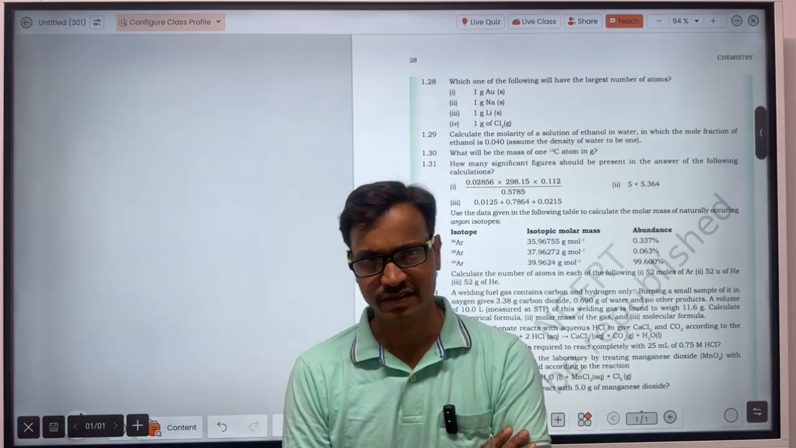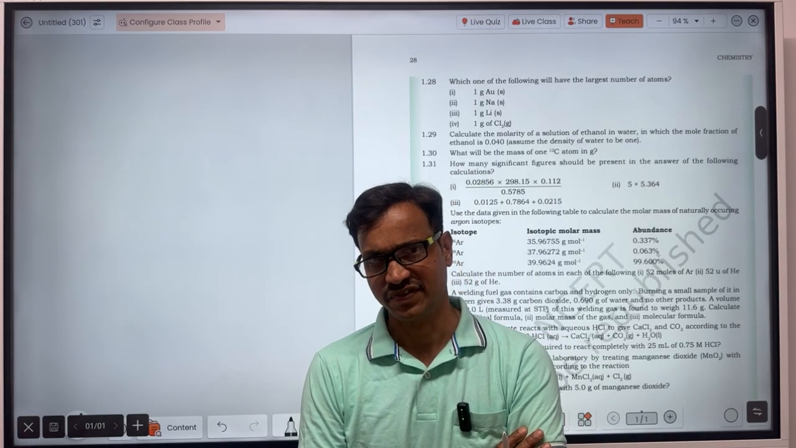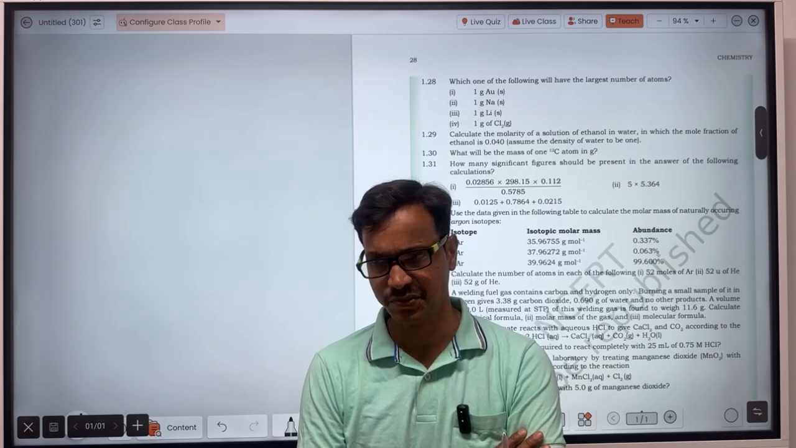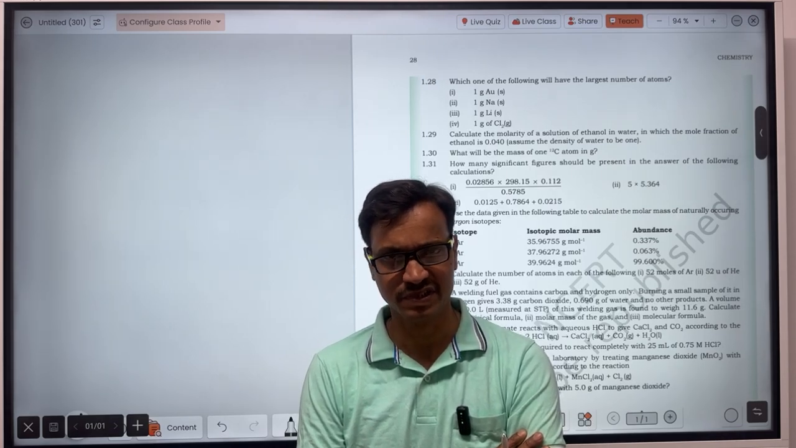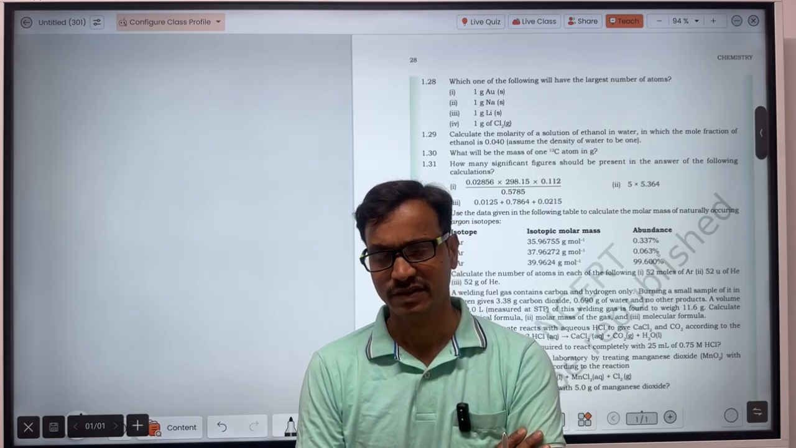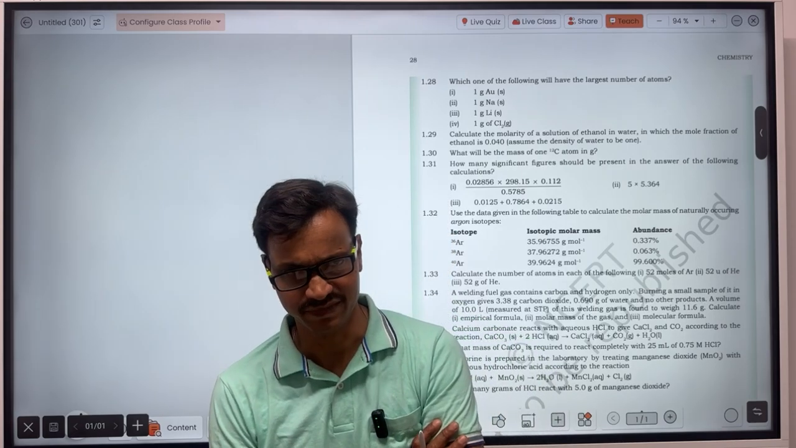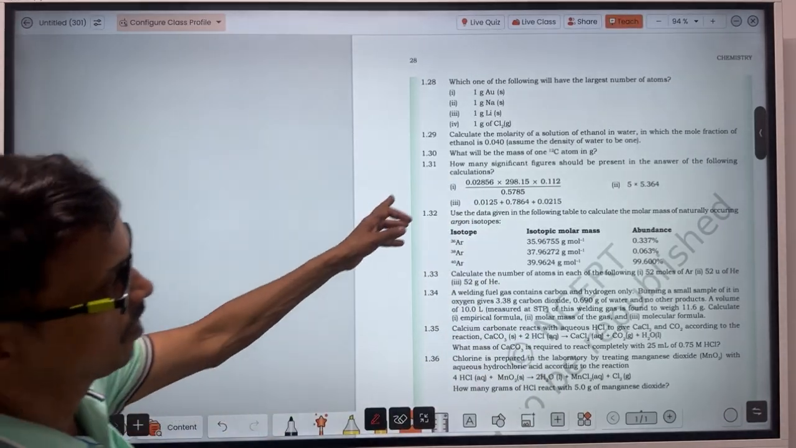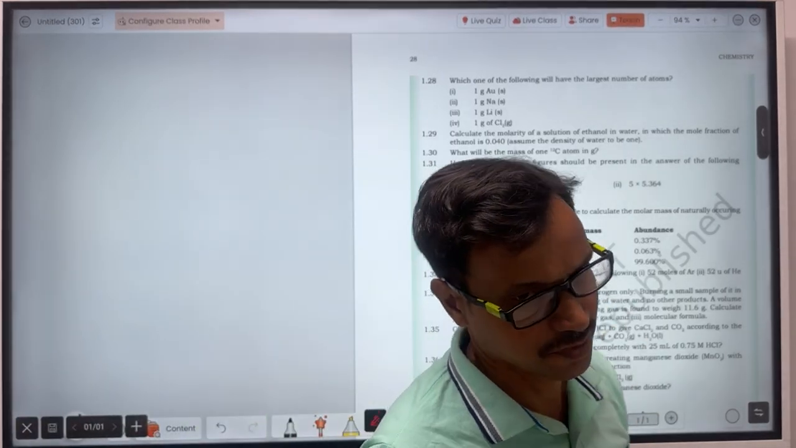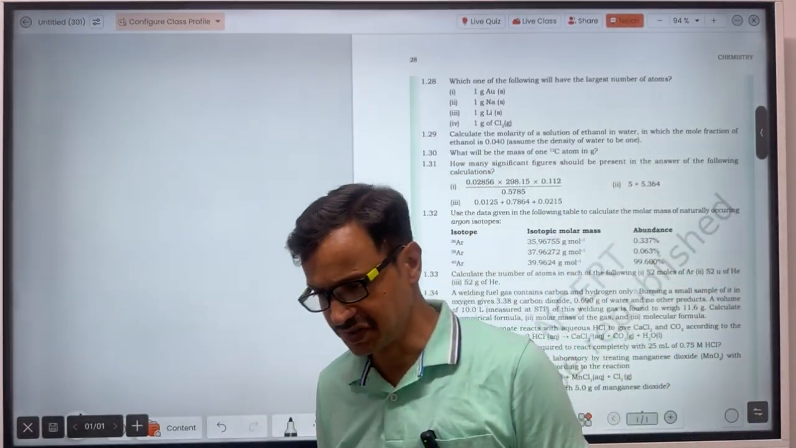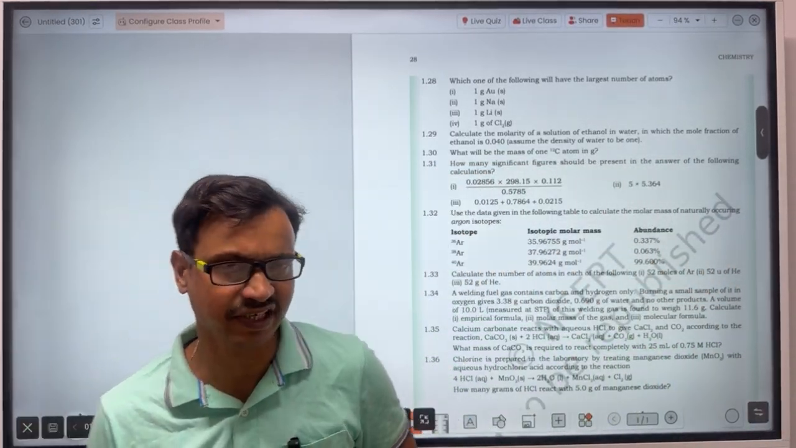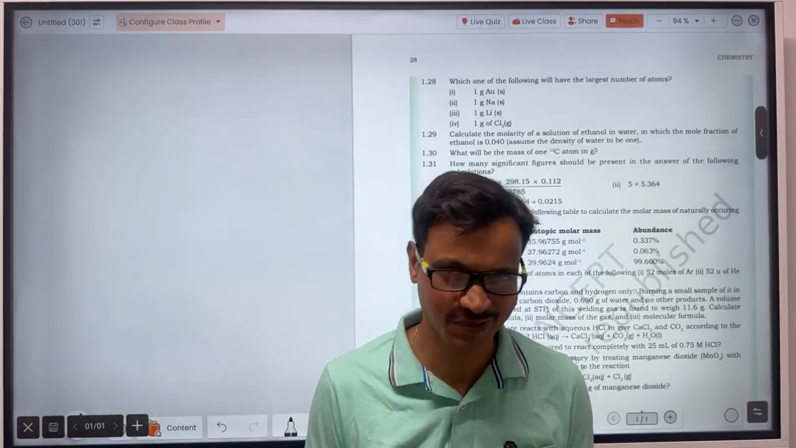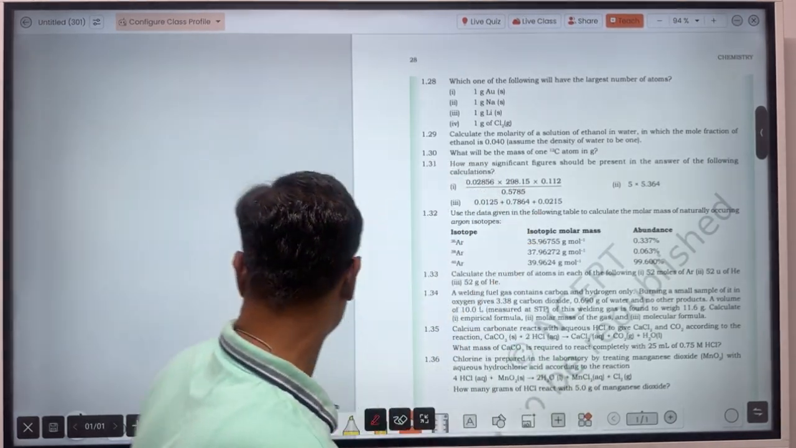That means when the number of carbon atoms is 1 mole, that is 6.022 into 10 power 23, then their mass will be 12 gram. It's asking for the weight of one carbon atom. So the weight of 6.022 into 10 power 23 atoms is 12 gram. So the weight of one atom will be how much? It is the unitary method.